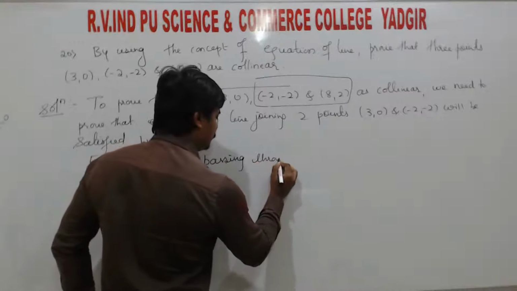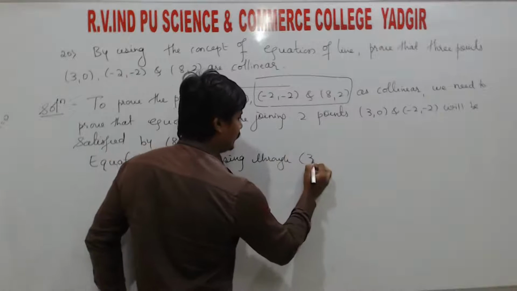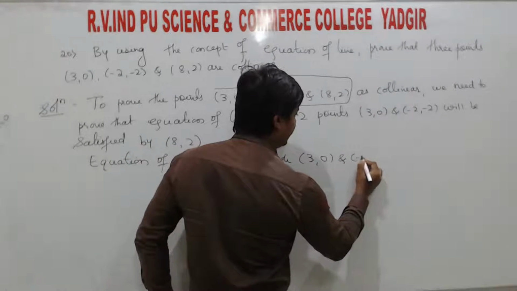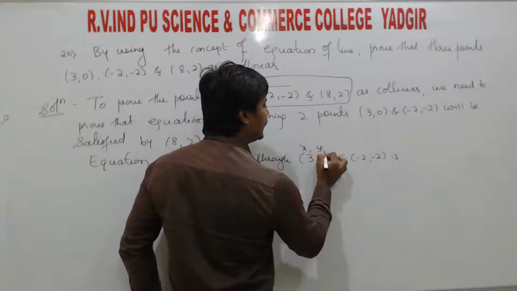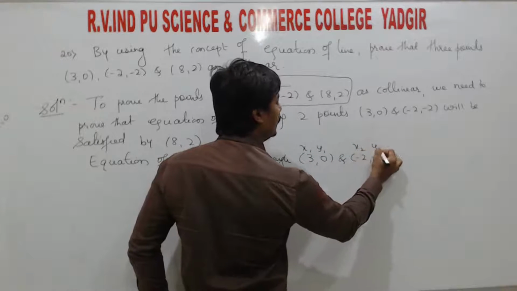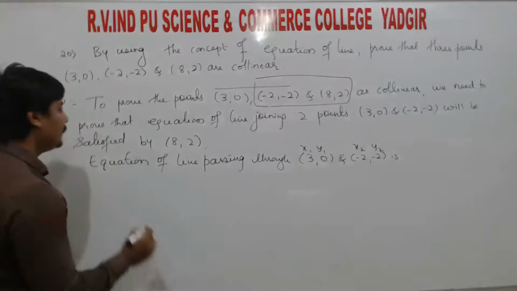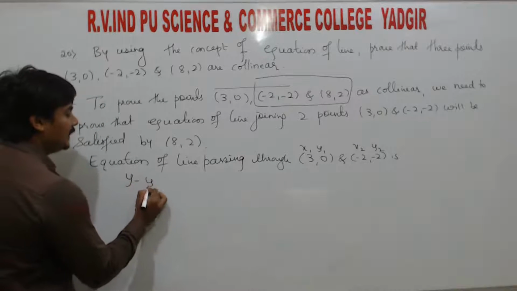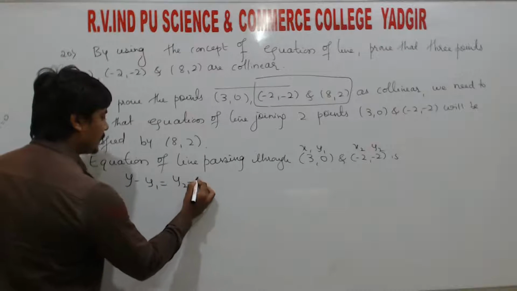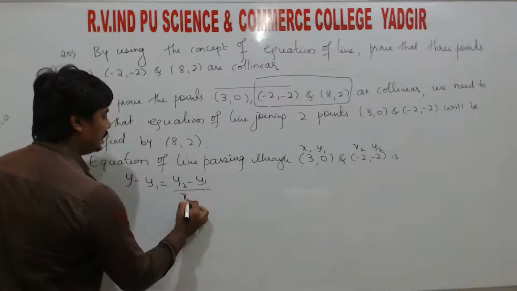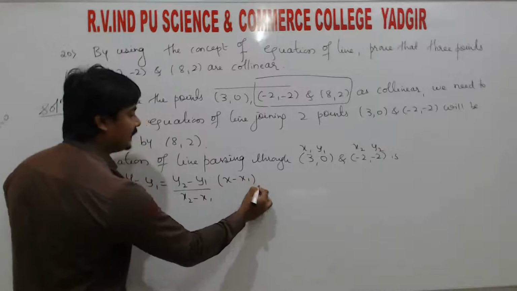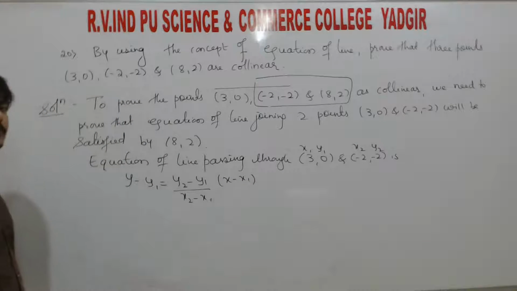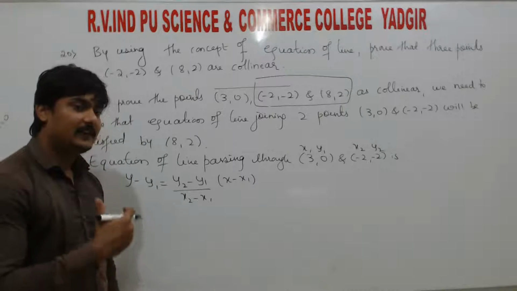passing through 3 0 and -2 comma -2 is 2 point form. For one we take x1 y1, for the other we take x2 y2. What is 2 point form? y minus y1 equals to y2 minus y1 divided by x2 minus x1 into x minus x1. This is called as a 2 point form of the straight line equation.